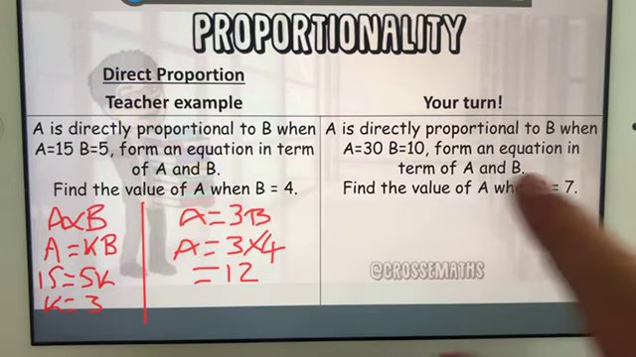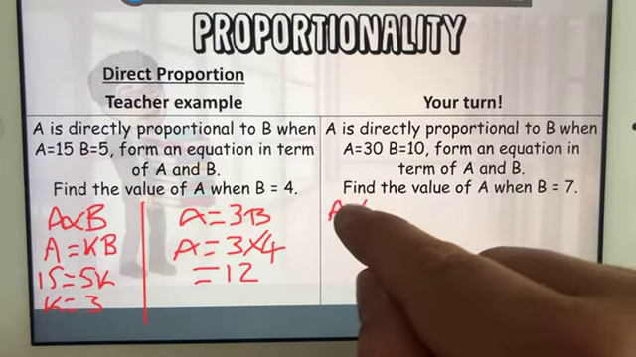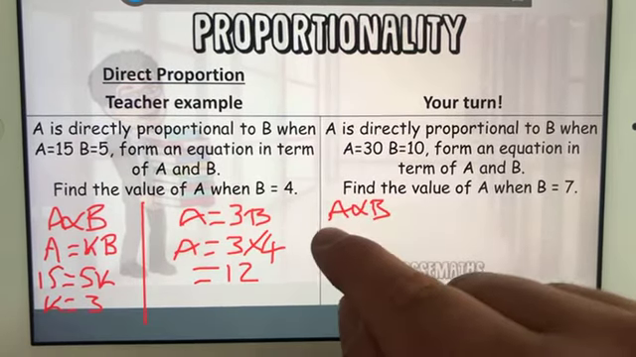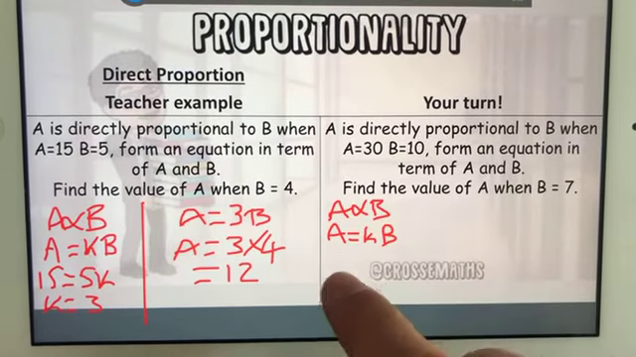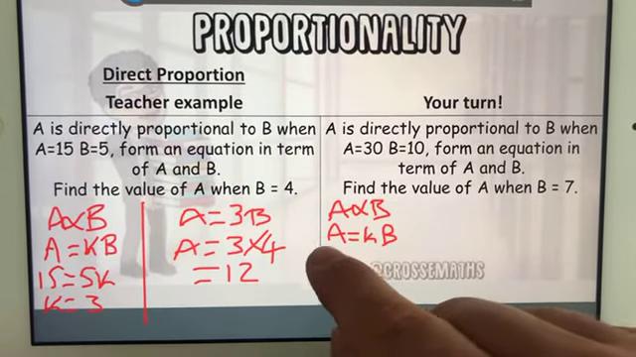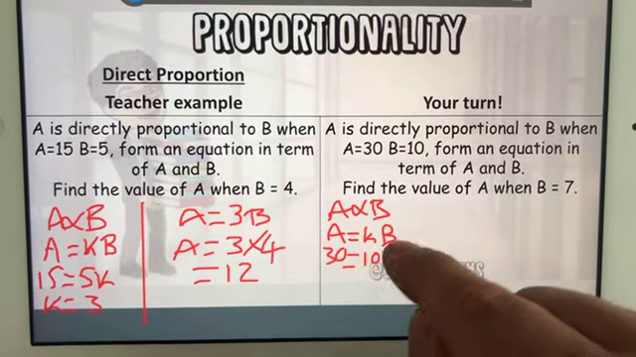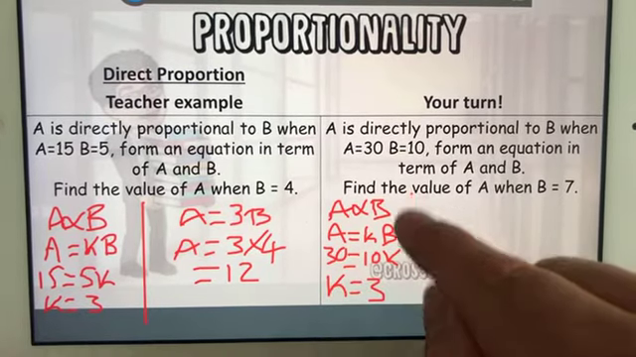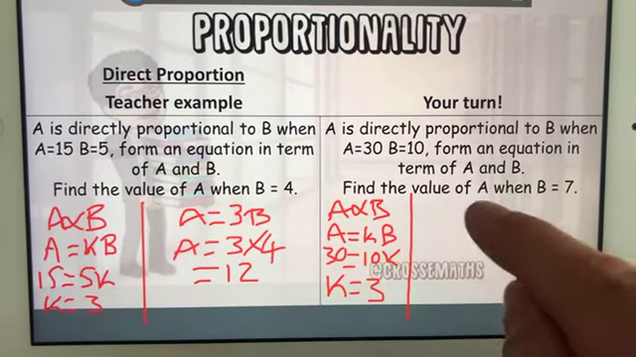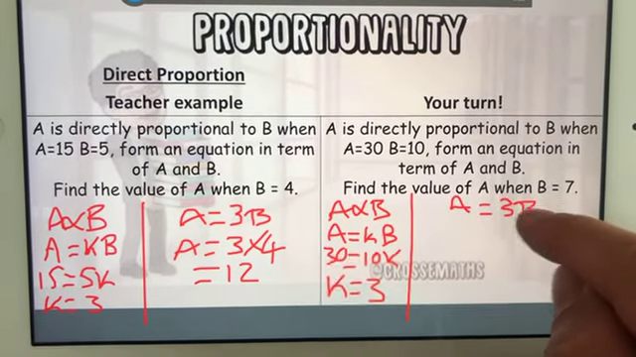Right, guys, so I'm going to go through this side as well. A is directly proportional to B. Okay, we're going back to the same A, fish sign B. That means our formula is going to be A equals KB. Okay, A is 30, B is 10, so 30 equals 10K. If I divide through by 10, K would have to be 3. So A equals 3B, so we got the same formula again, A equals 3B.